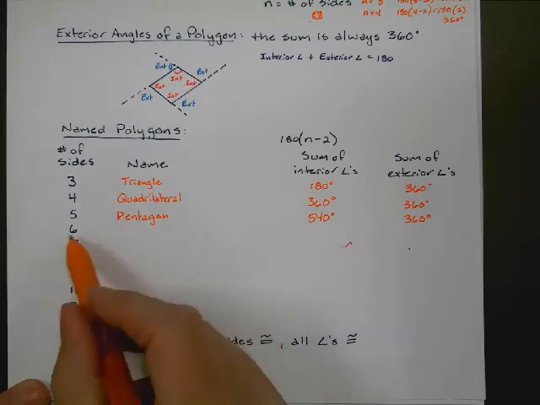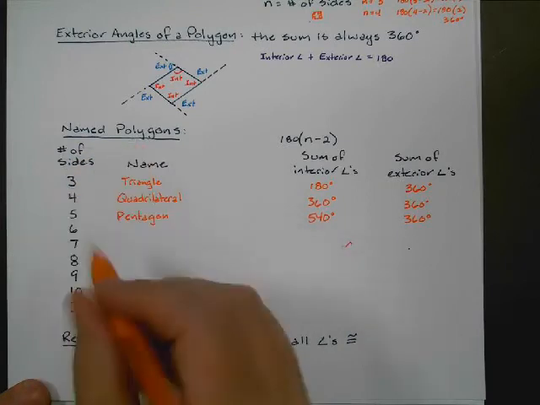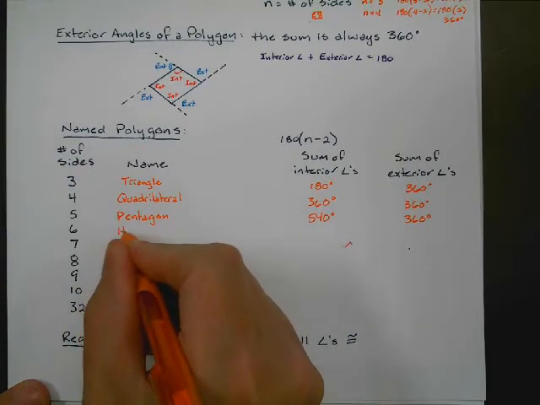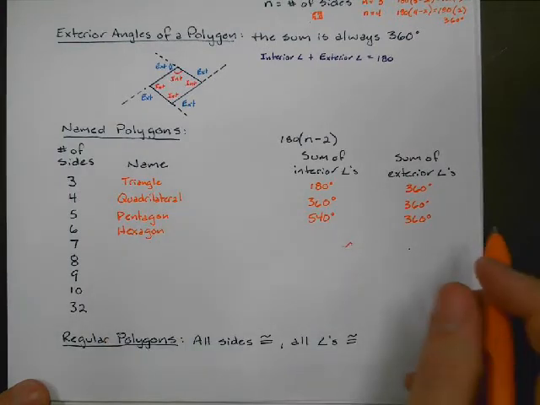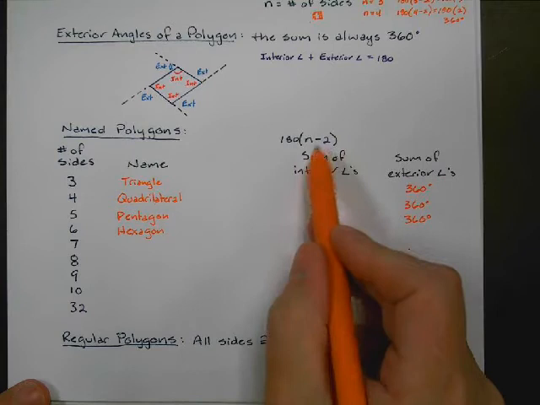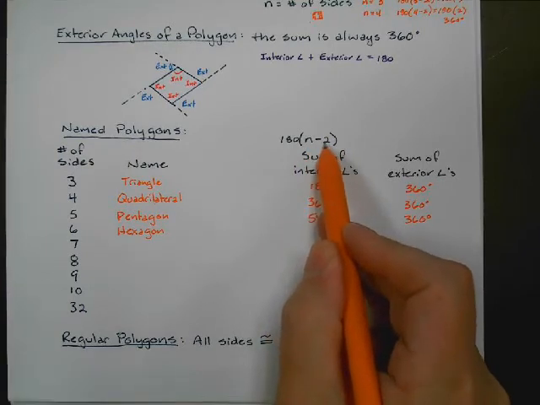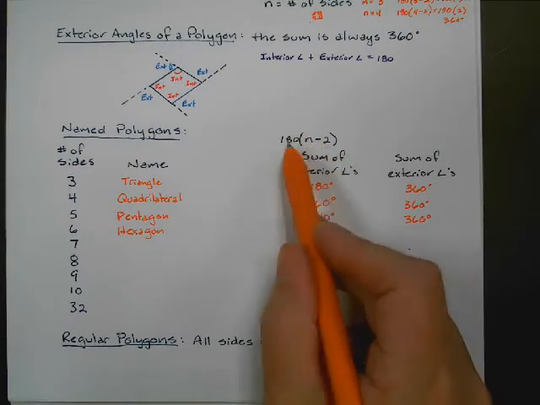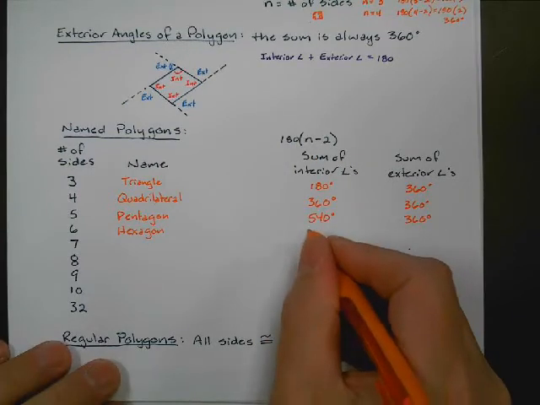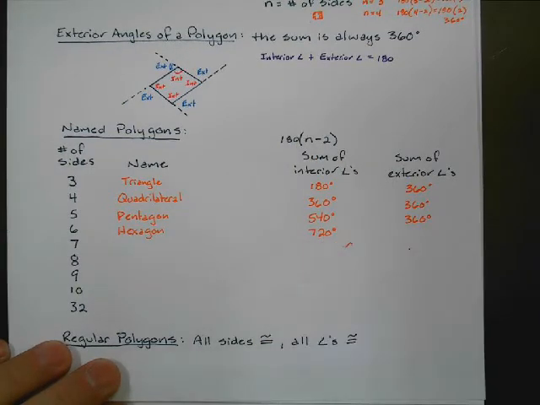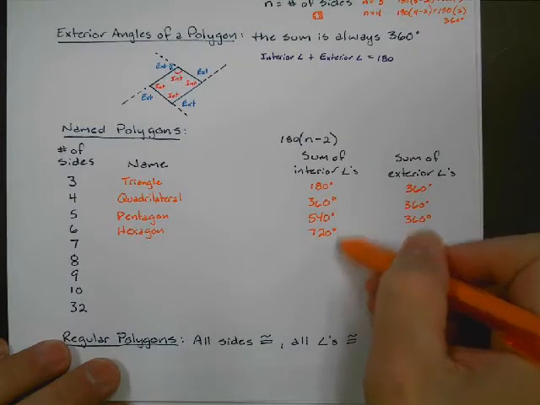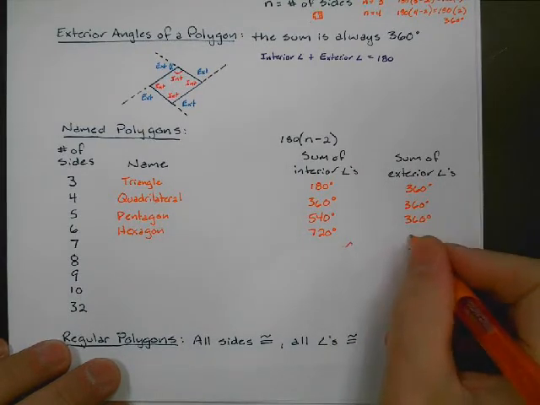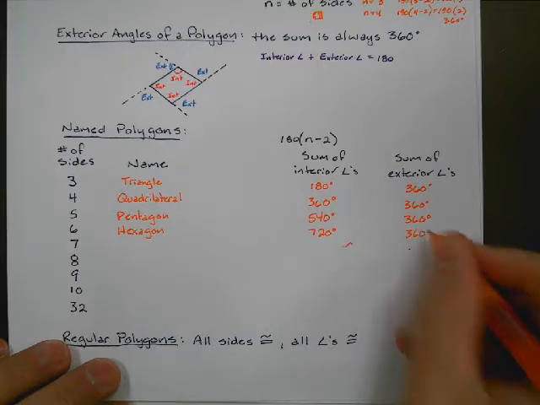All right, what do we call a 6-sided object? 6-sided polygon. It is a hexagon. Okay, what's the sum of the interior angles? Well, I would do 6 minus 2, which would be 4. 4 times 180 is 720. I don't know if you've seen the pattern yet, but basically we're adding 180 each time. And then the exterior angles are 360 degrees.